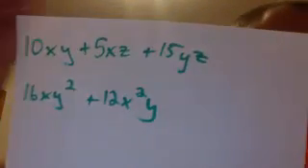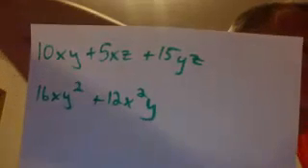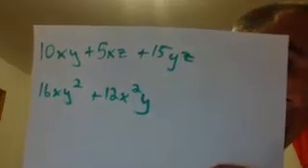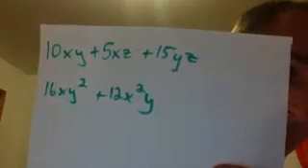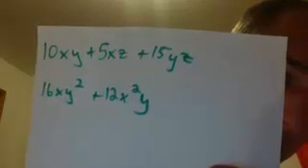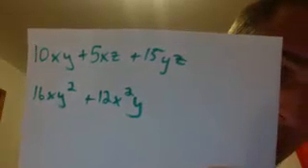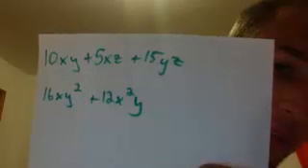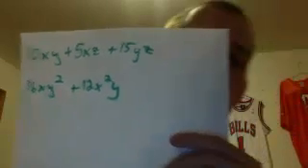So you're going to be factoring out the GCF for both of these. Again, the first one is 10xy plus 5xz plus 15yz. And the second one is 16xy squared plus 12x squared y. Okay? Factor out the GCF for both of them. Okay, factor out the GCF.